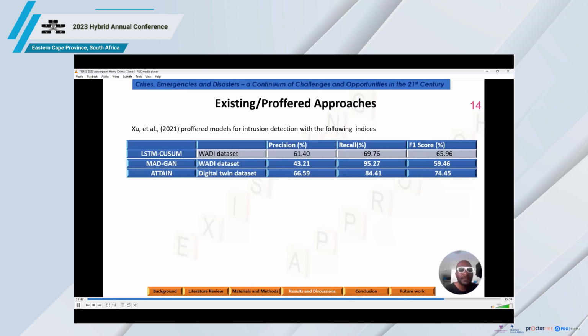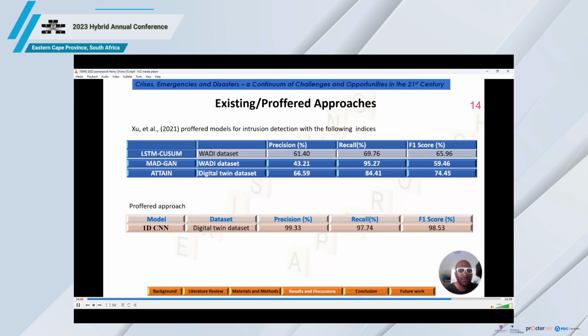Zhu et al. also profiled a digital twin model and came up with the following indices: a precision of 66.59, a recall of 84.41, and an F1 score of 74.45. Now to my profiled approach. I profiled them using a 1D DCNN. I got a precision of 99.33, a recall of 97.74, and an F1 score of 98.53.